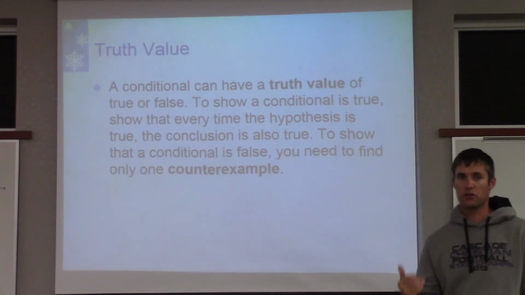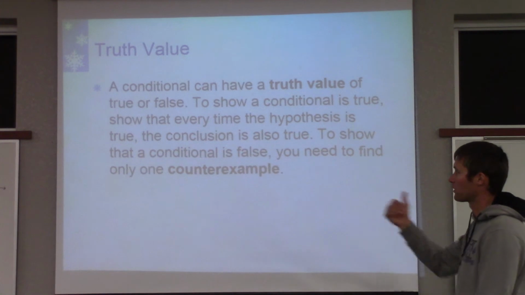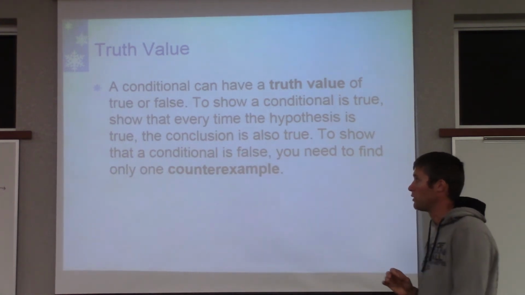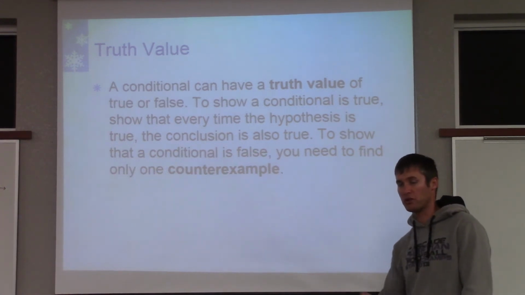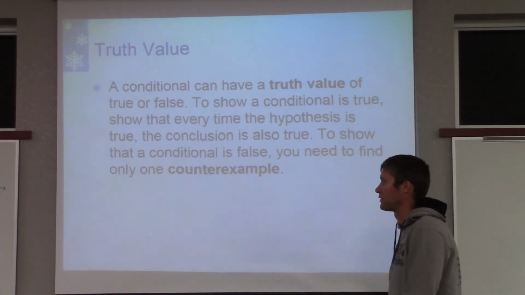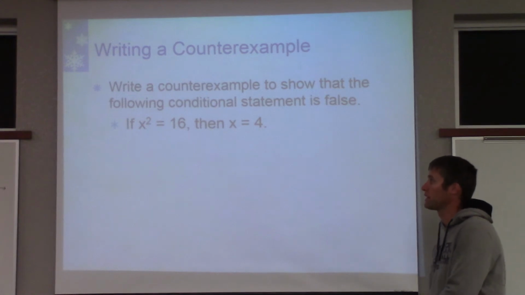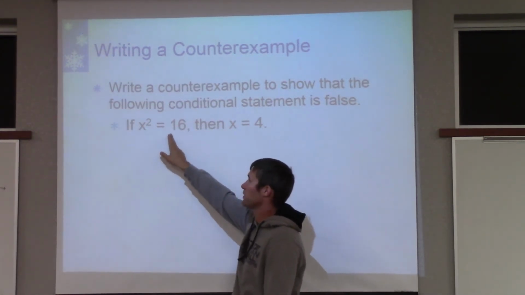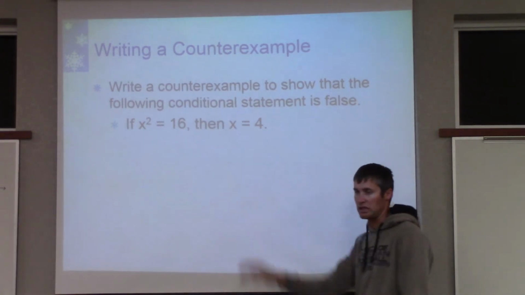Now we're going to look at the truth value. A conditional statement can have a truth value. It's either true or it's false. To show that a conditional statement is true, we have to show that it works every single time. If we show it's false, we just have to provide one counterexample, which we spoke about in the last chapter. So here's a conditional statement: if x squared equals 16, then x equals 4.